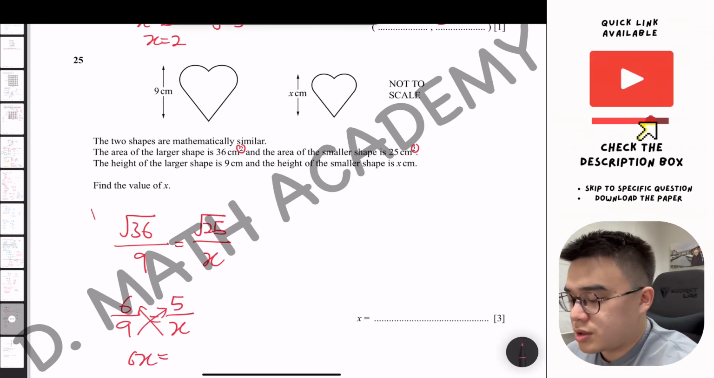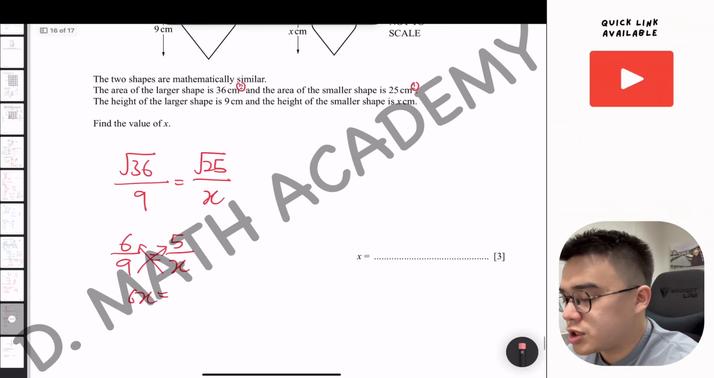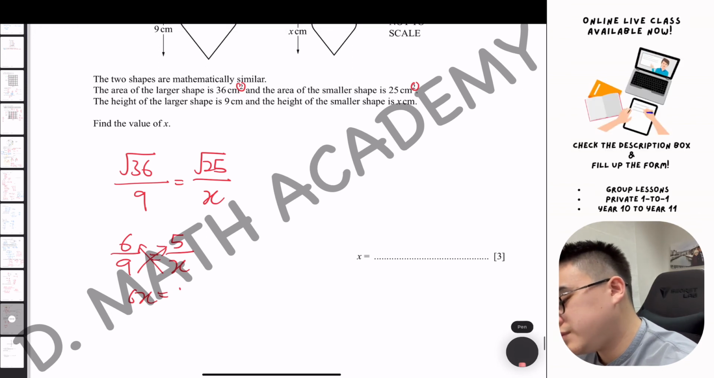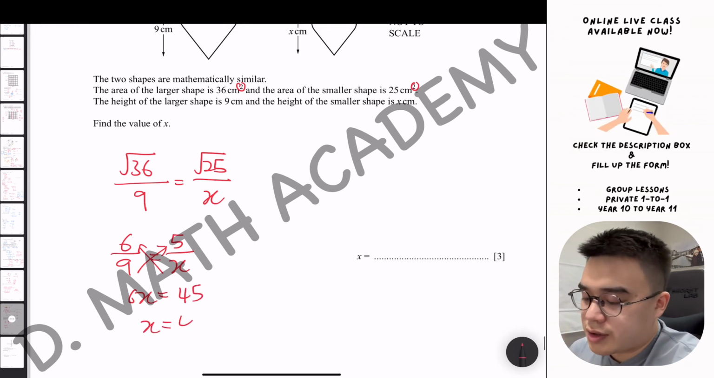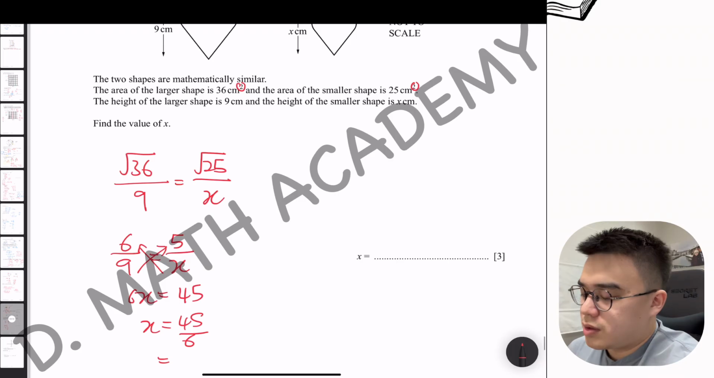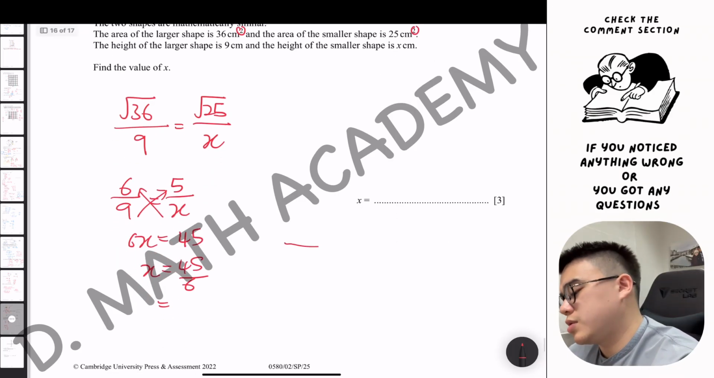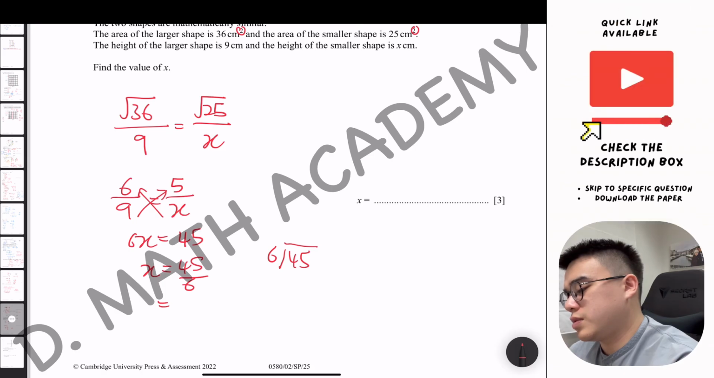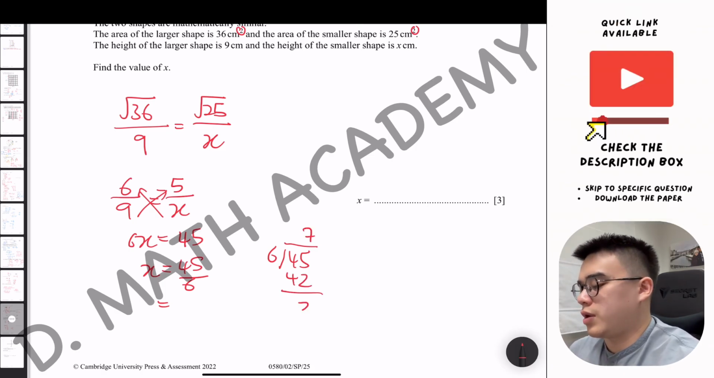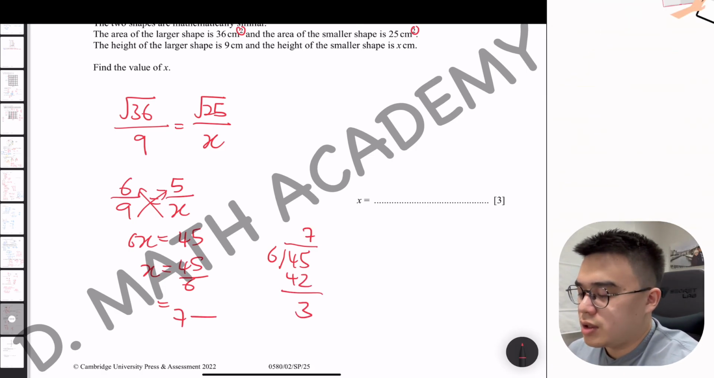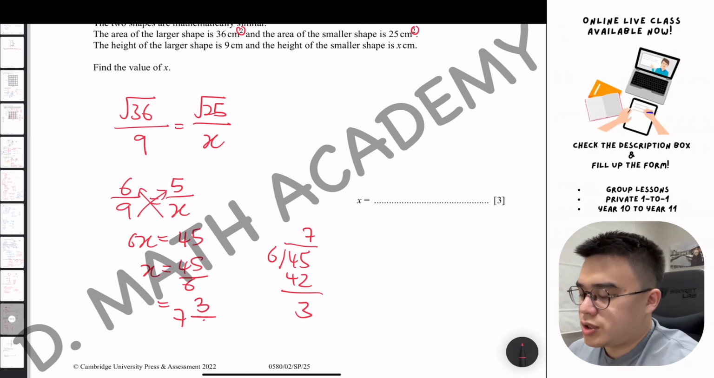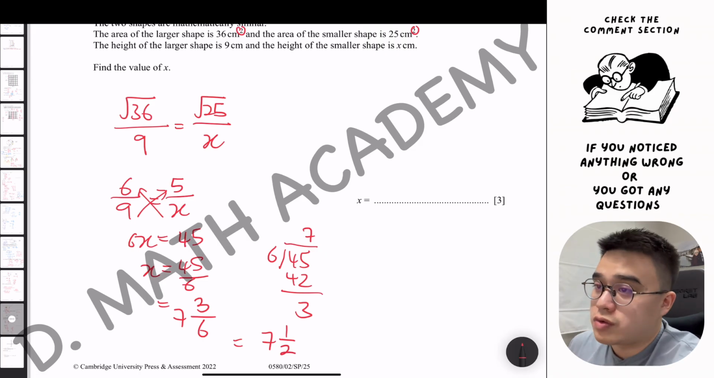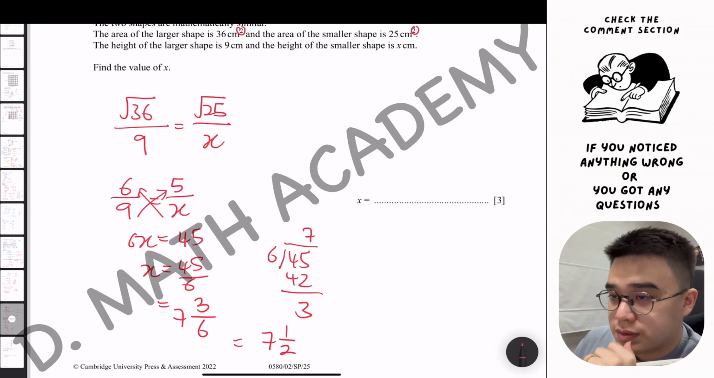6x, 9 times 5 is how much? And when you divide it accordingly, you will get a 3. So 7, balance is 3, and it can be further simplified, making it 7 1 over 2 centimeters.